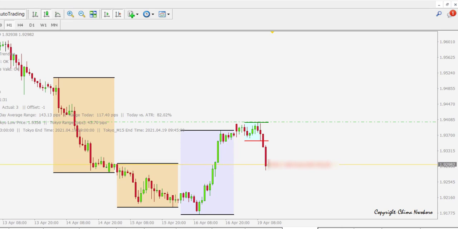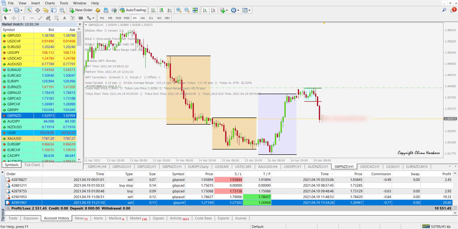Okay, all right, so that is it on the ER exchange breakout system.